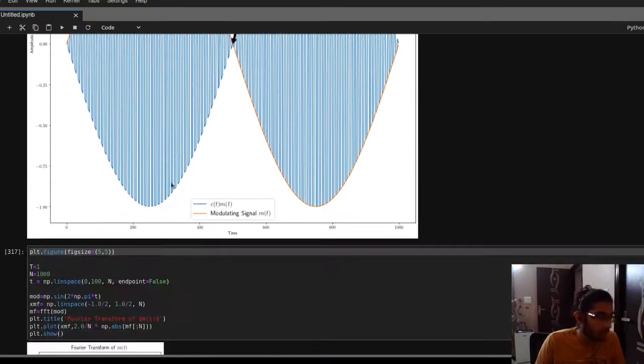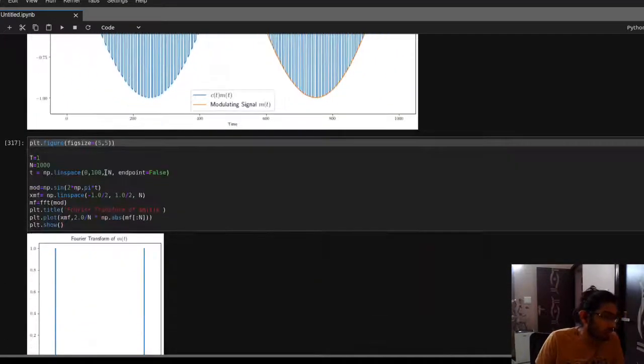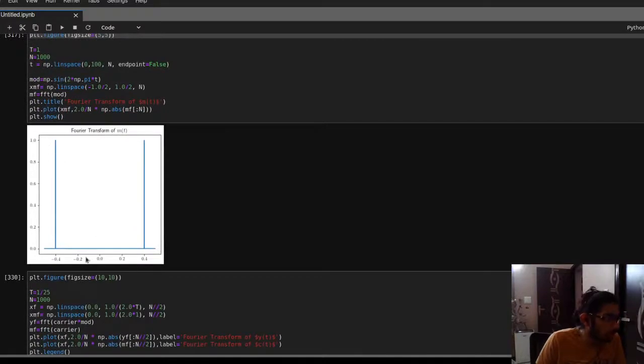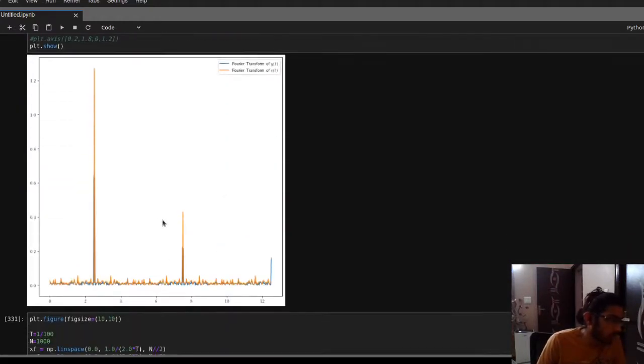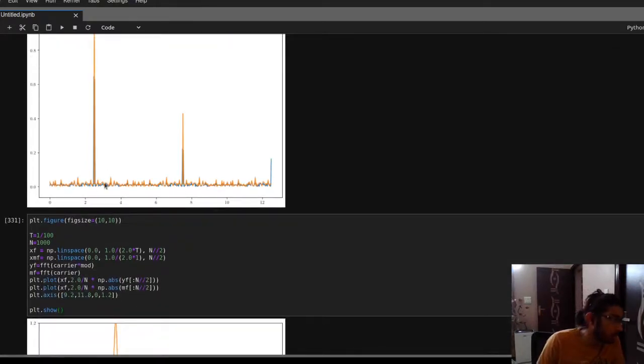So this is a very funny shape, and actually a very interesting shape. m of t is basically a sine wave, so it will have two impulses in its Fourier transform, and c of t will have an infinite number of Fourier series coefficients, but they are decreasing, so the other ones really don't matter, but you can see them if you like. What I want to focus on is this particular area, so let's zoom in on that.